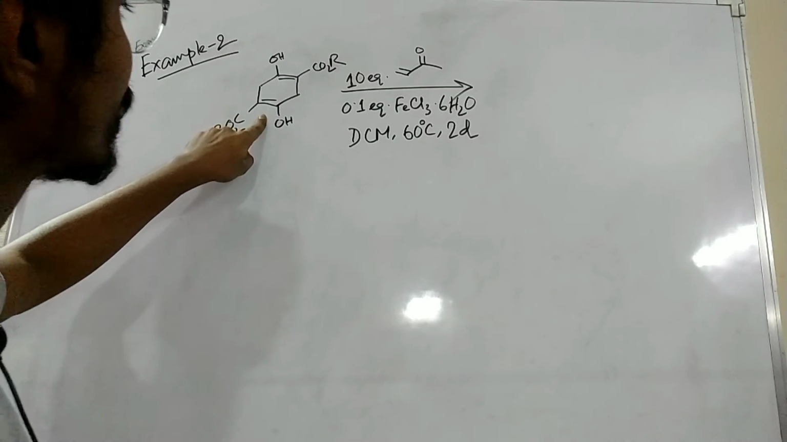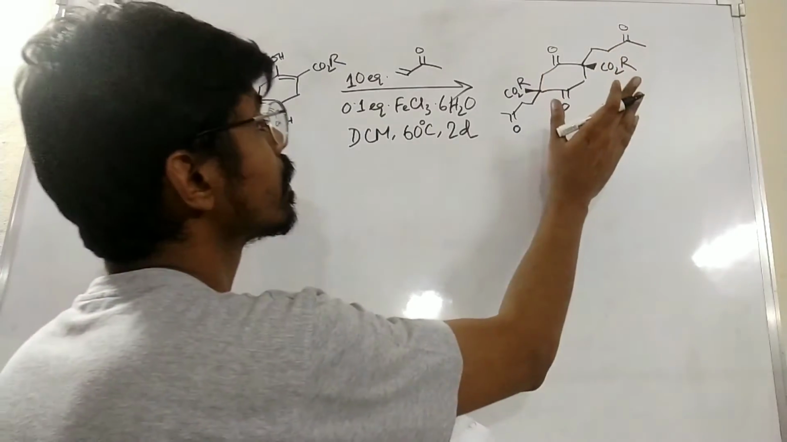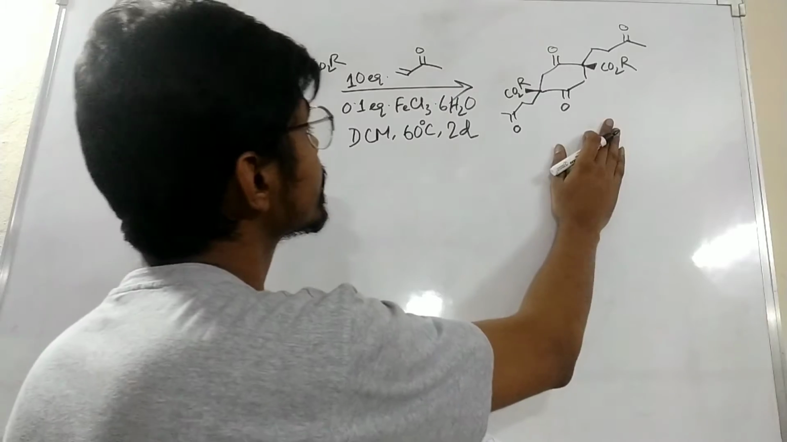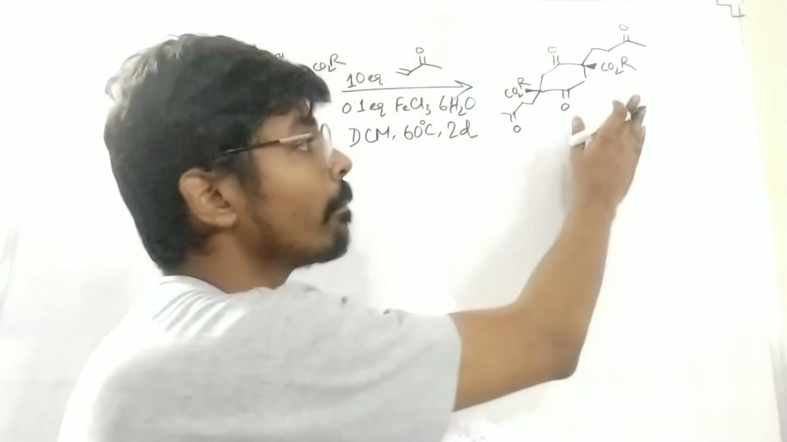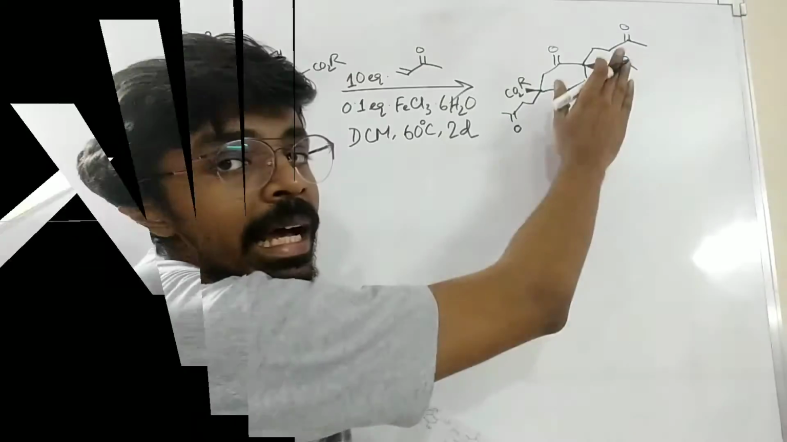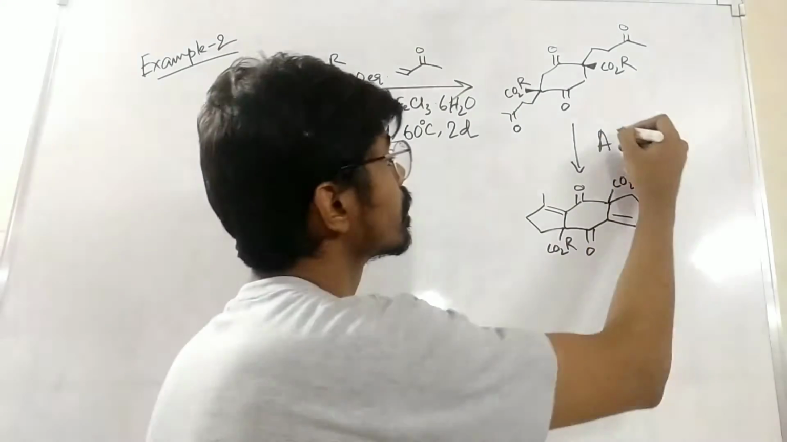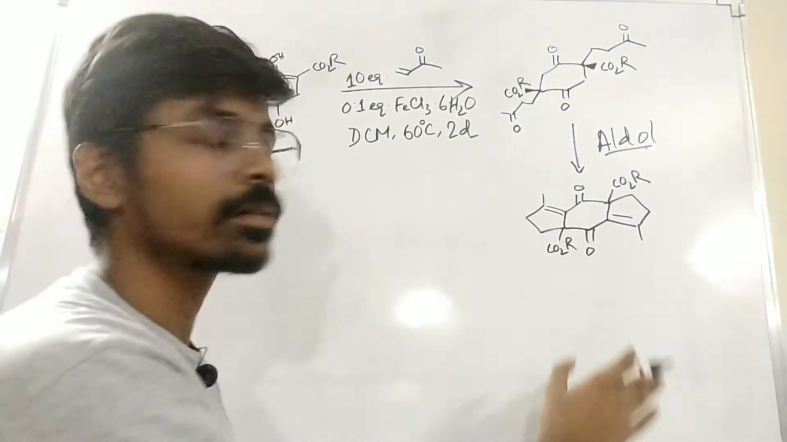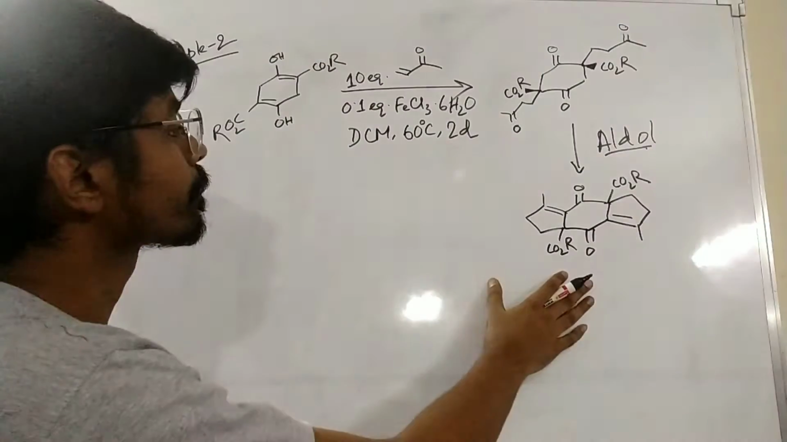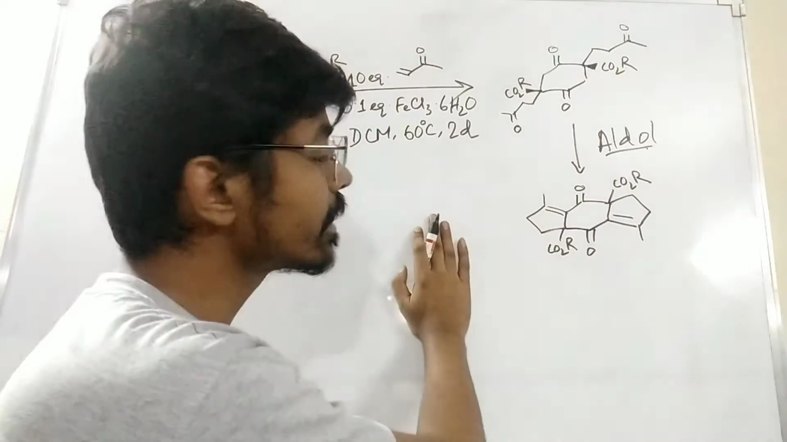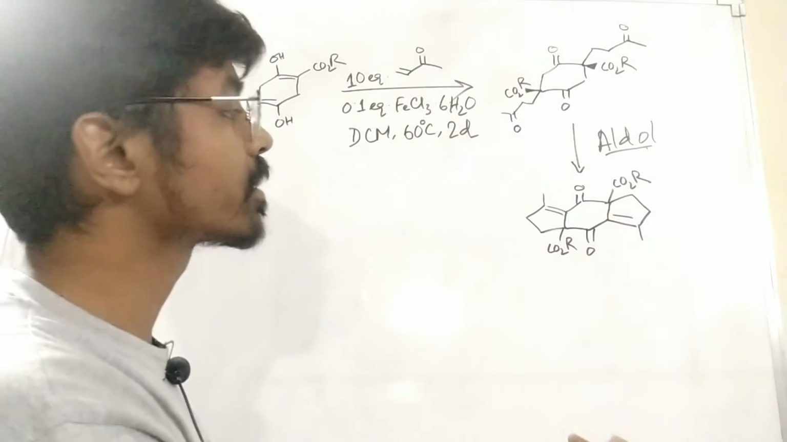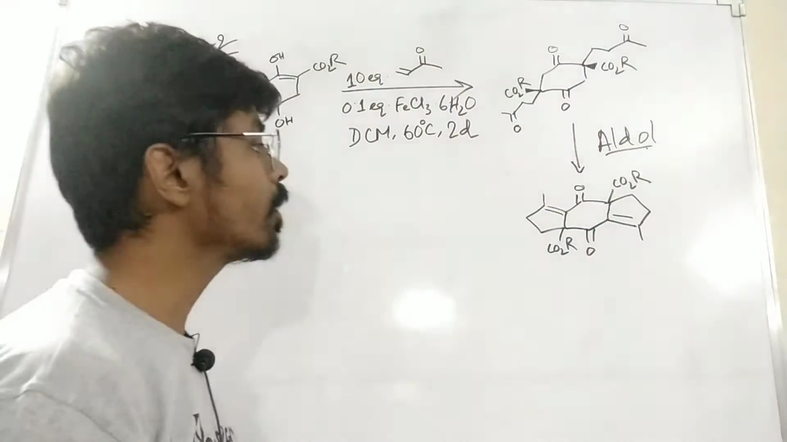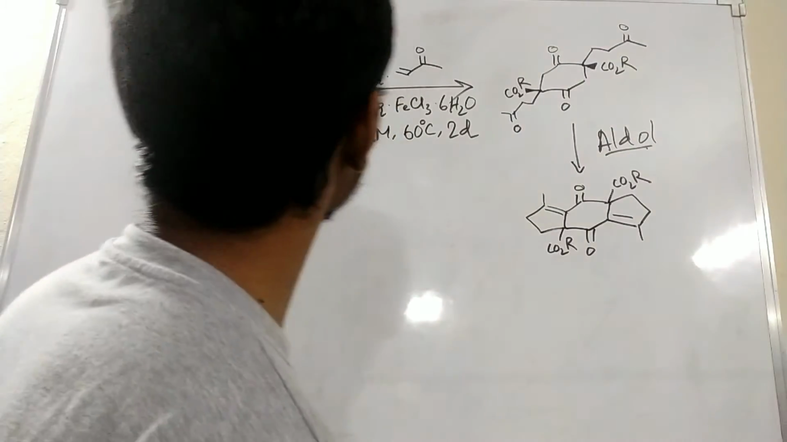So when we treat this compound in the next step, from here you can guess this is the product of Michael addition. Now it is the time for aldol condensation. So after aldol condensation, this will be our final product. So you can see this is the rare case where Robinson annulation takes place twice on the same substrate. Now we are proceeding to our next example.